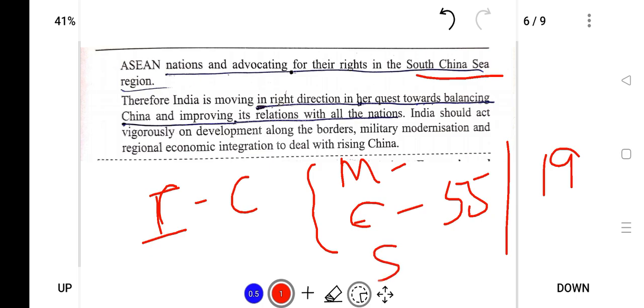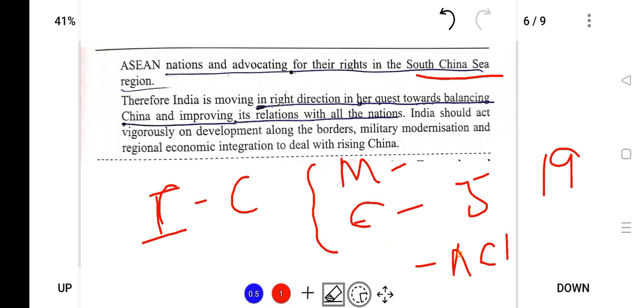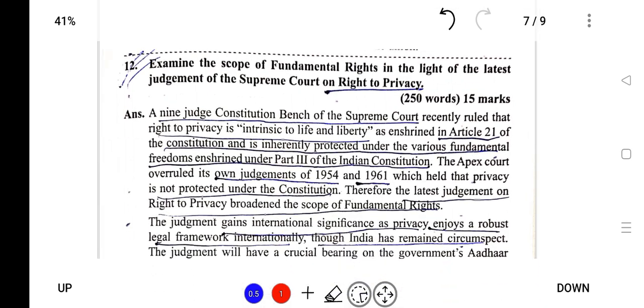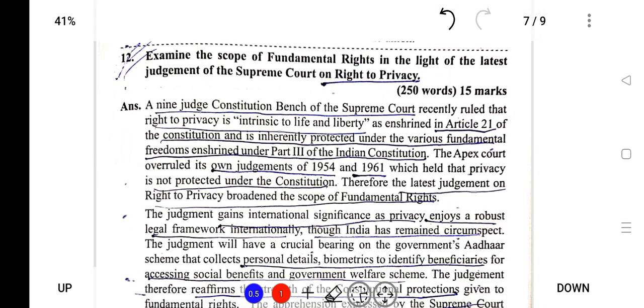Strategic relations, that is, India is developing its own relations like the Act East policy, the Chabahar port in Iran, and many other initiatives to counter China's influence in India and its neighbors. So with this, the next question will be focusing on: examine the scope of fundamental rights in the light of the latest judgment of the Supreme Court on the right to privacy.